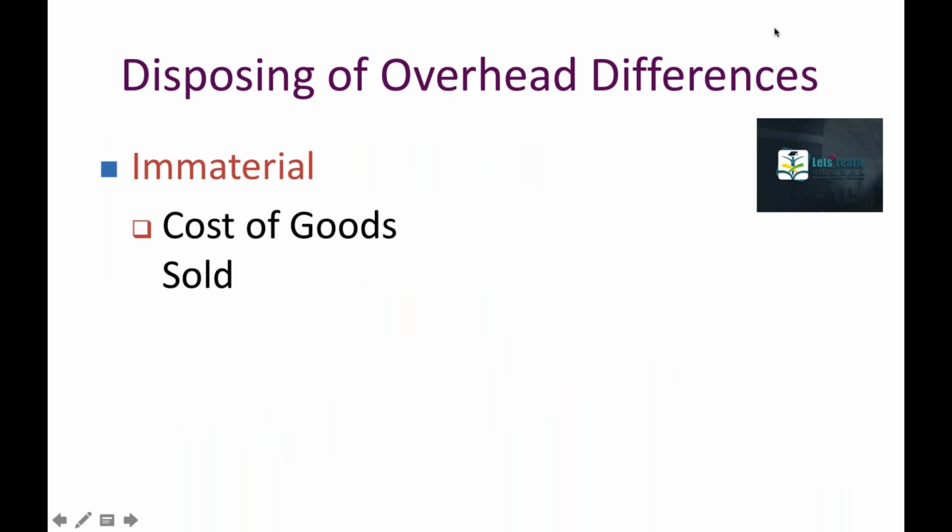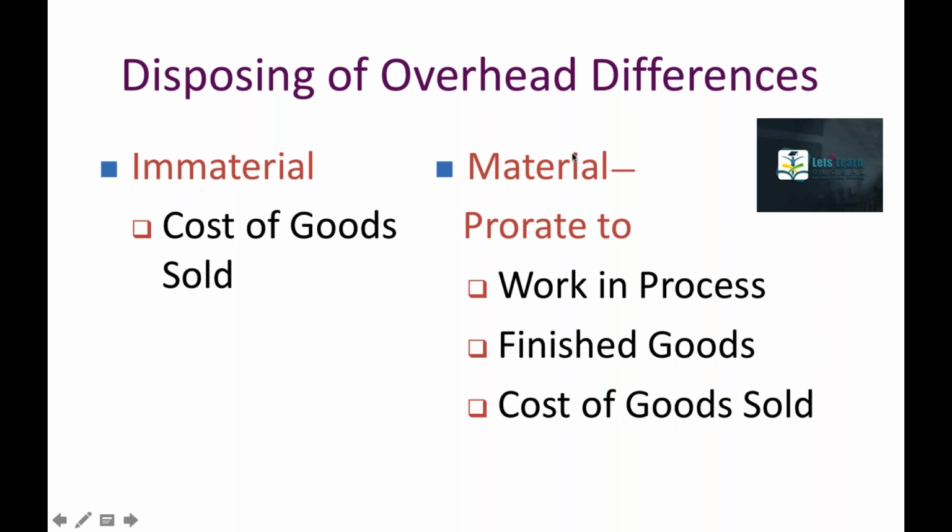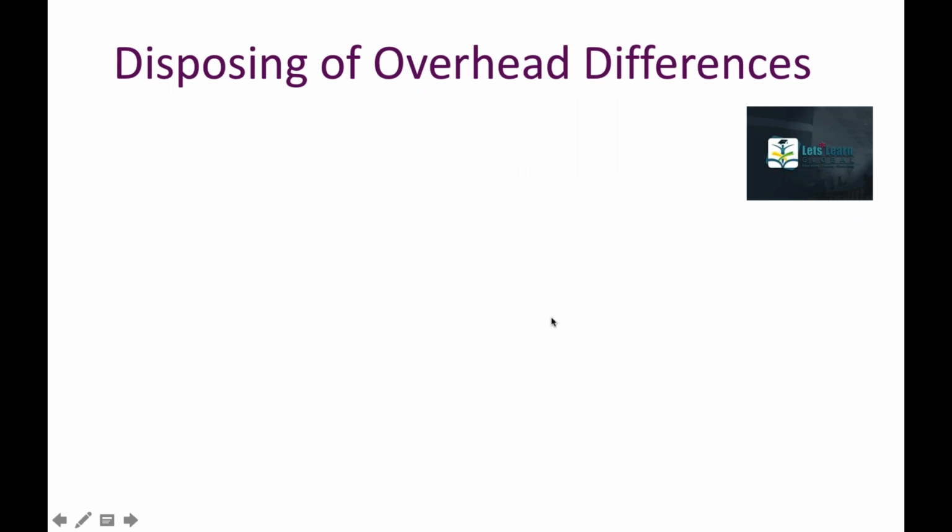If any difference in under absorbed or over absorbed overheads, as compared to actual overheads, is immaterial, means not so significant, it can be charged to cost of goods sold. It's a small amount, say for example. But if it is material and a good amount, it should be charged on pro rata basis to work in progress equivalent units, finished goods, cost of goods sold, based on the unit system or percentage system.